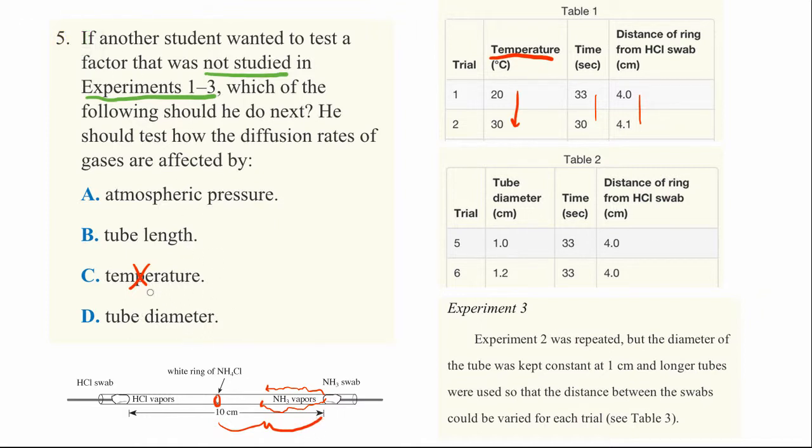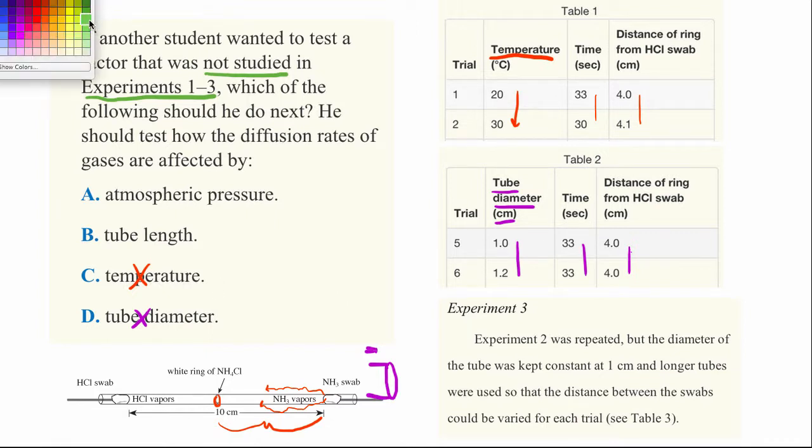Tube diameter. No, we already did tube diameter exactly in experiment 2. So they changed the tube diameter. They made a really big diameter tube, or maybe they made a very, very tiny diameter tube and saw if that affected the time and the distance that things went.